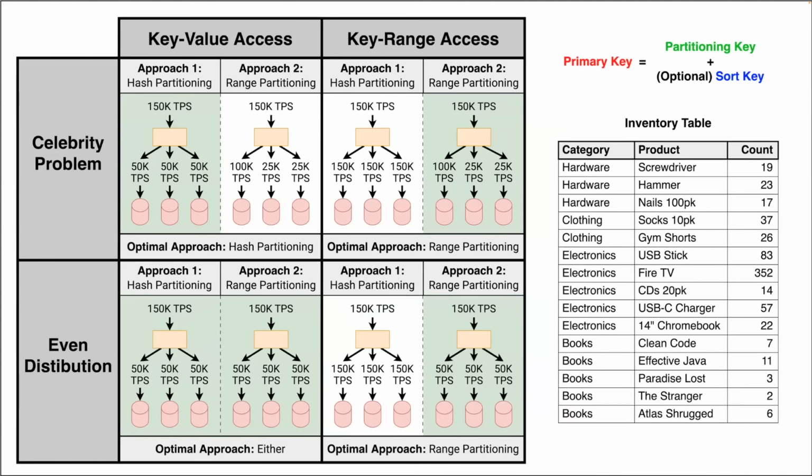In our example database table, the primary key will consist of a combination of the category attribute and the product attribute, where the category attribute will be serving as the partitioning key.